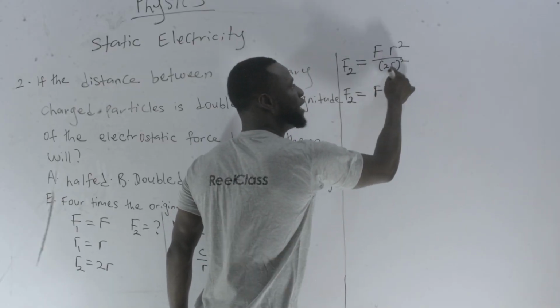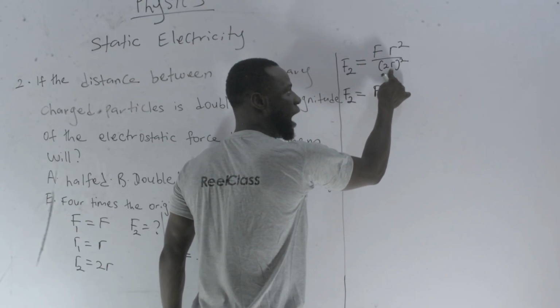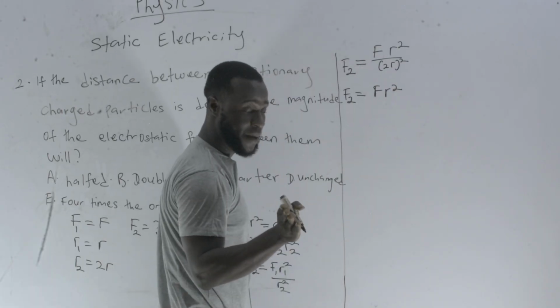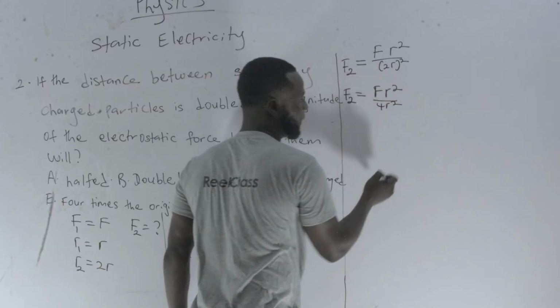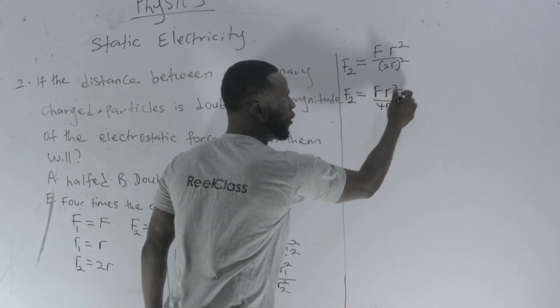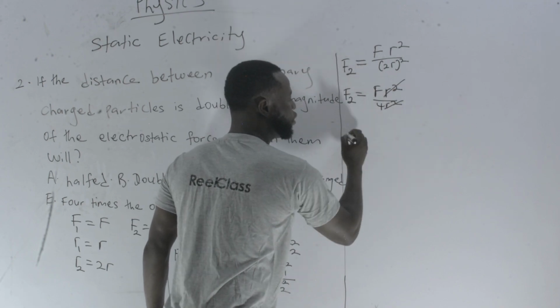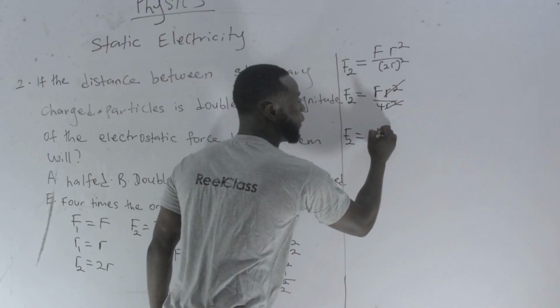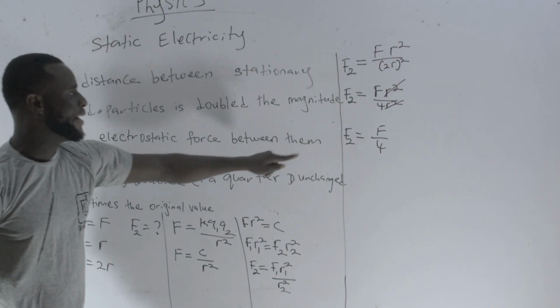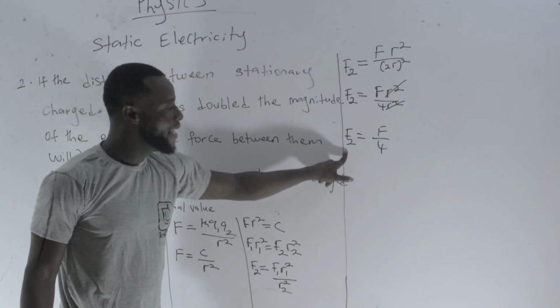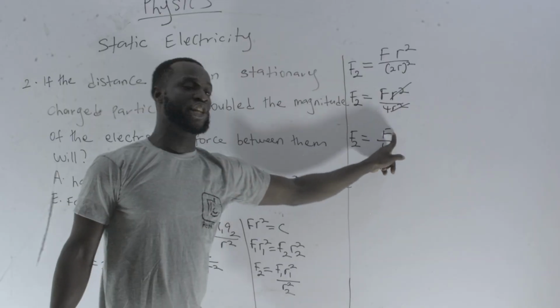This square here is going to affect both this 2 and this R. It's a basic law in mathematics. So here, I'm going to have 4R squared. This is R, this is R. They will both cancel out. So I'll have F2 to be equal to F over 4. What does this tell us? It is telling us that the final force or the new force is now a quarter of the initial force.